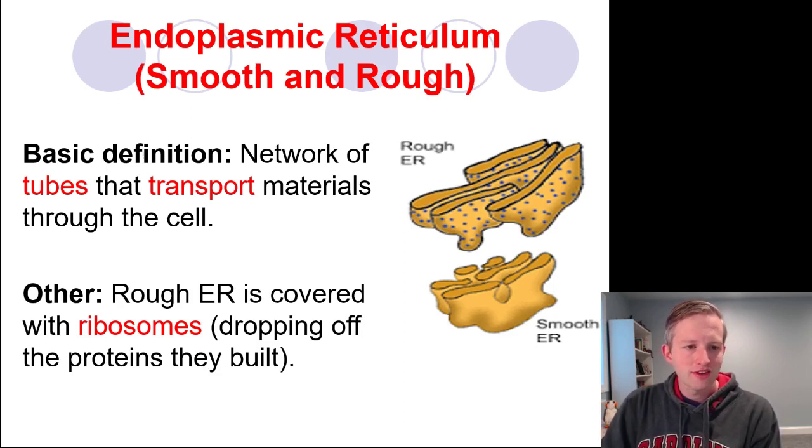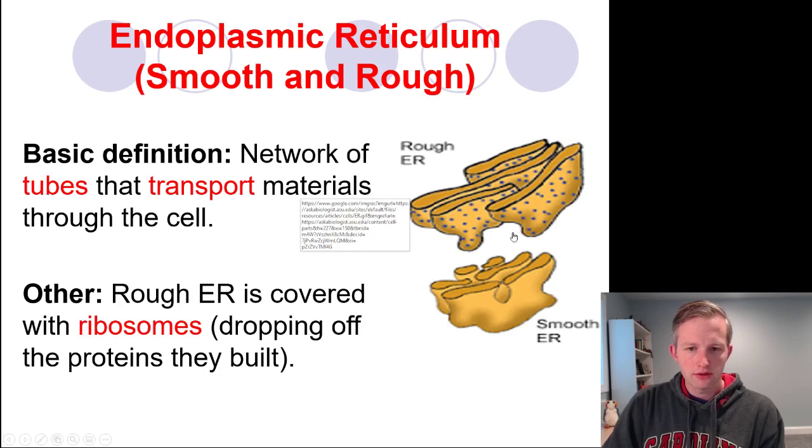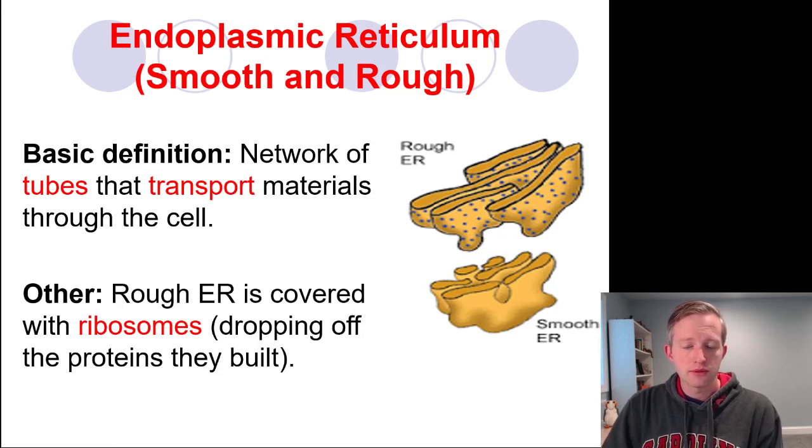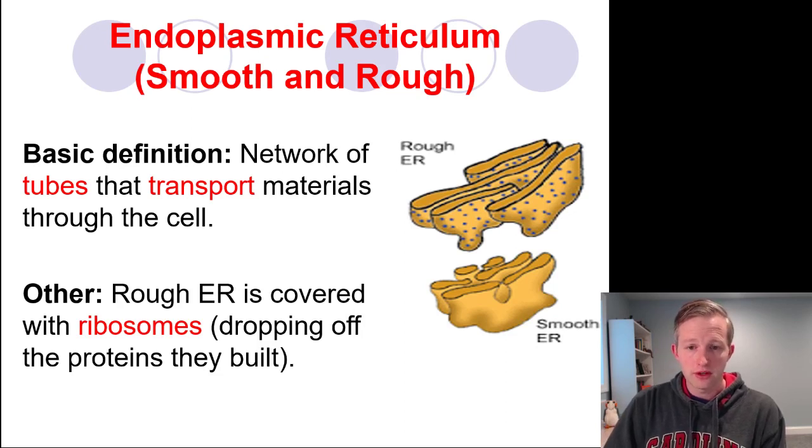So generally this is the network of tubes that transport materials through the cell. There are two types, rough and smooth. The rough ER is the one that looks a little rougher. It's got these bumps all over it. The smooth ER, a little bit smoother. And what's going on there is that the rough ER is where ribosomes are actually attaching themselves and dropping off the proteins that they're producing. So the rough ER is called the rough ER because that's where the proteins are being dropped off.